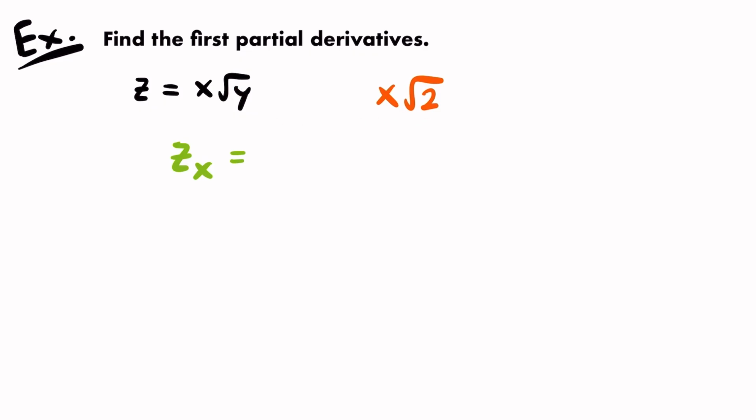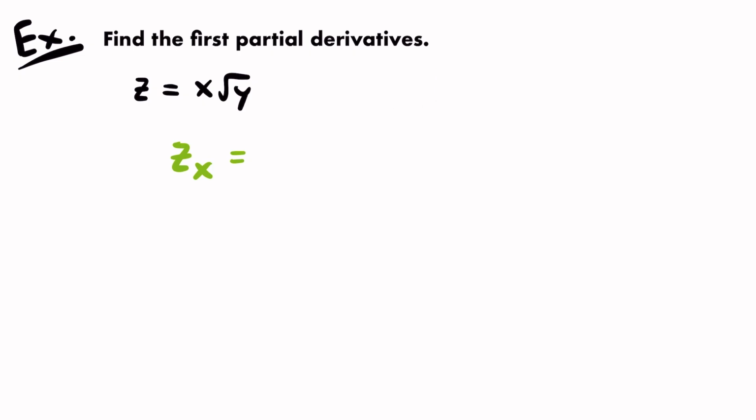And so how would you take the derivative of x times the square root of 2? Well, the square root of 2 would just be the coefficient of x, and a derivative of x to the first power is just equal to its coefficient. And so the derivative of this would be the square root of 2, and so the derivative of this function with respect to x would be the square root of y.